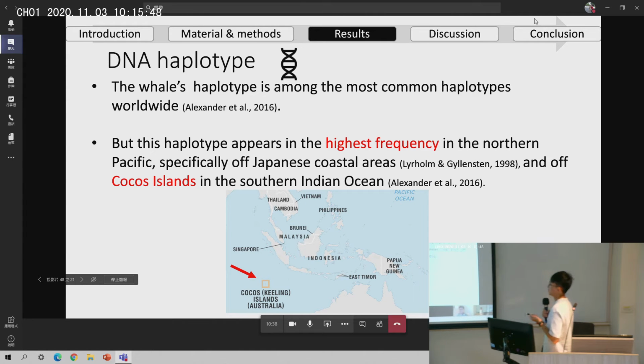And the result of the haplotype. The whale's haplotype is among the most common haplotypes worldwide. But this haplotype appears at the highest frequency in the northern Pacific, especially off Japanese coastal areas, and off Cocos Island in the southern Indian Ocean. And the carcass is in the square one.